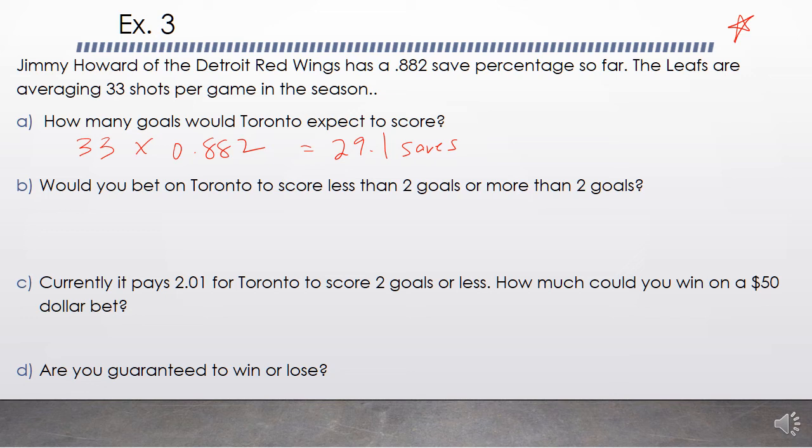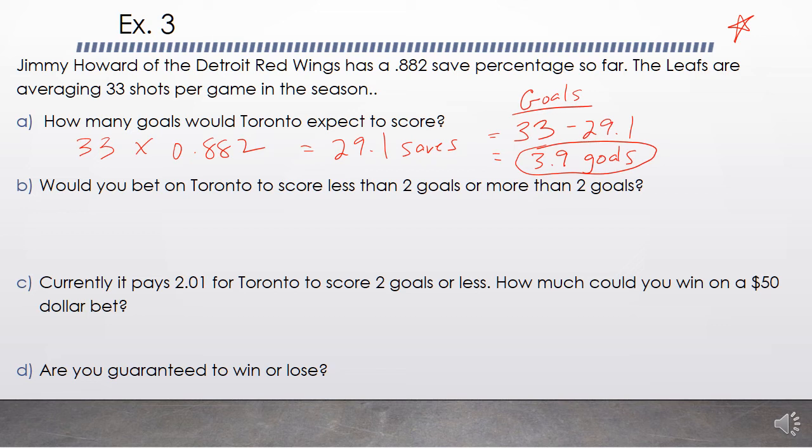Well, whatever's not a save is obviously a goal, and we're being asked for goals. So if we want to figure out how many goals the Leafs would expect to score, they take 33 shots. Jimmy Howard, based off the probability we just calculated, would save 29.1 of them, which means 3.9 goals. Obviously, you can't score 0.9 of a goal, but when it comes to odds, it's usually to decimal places.